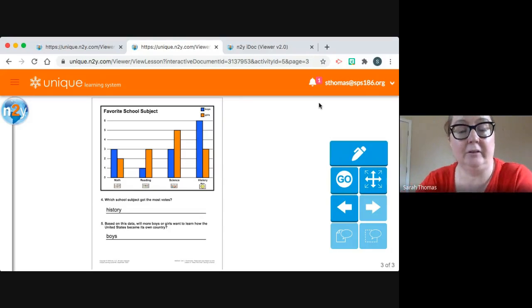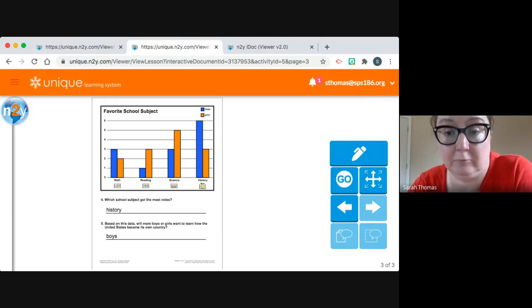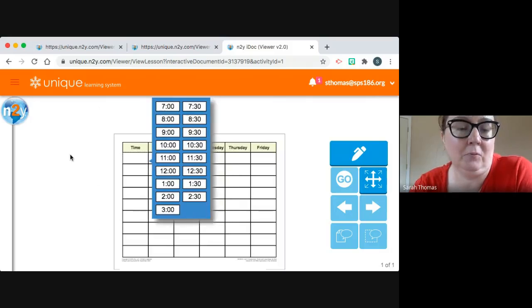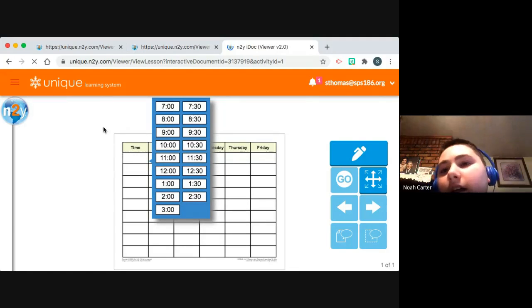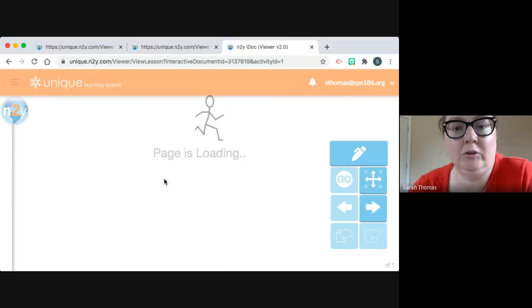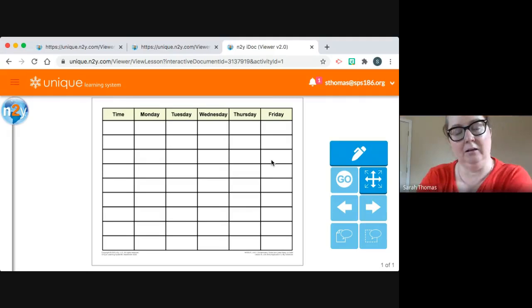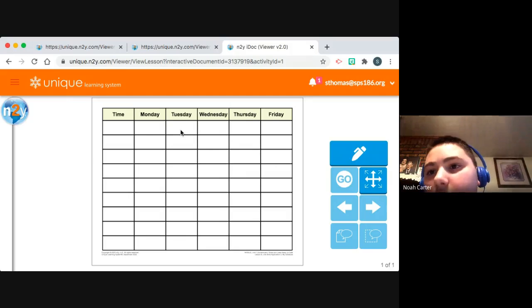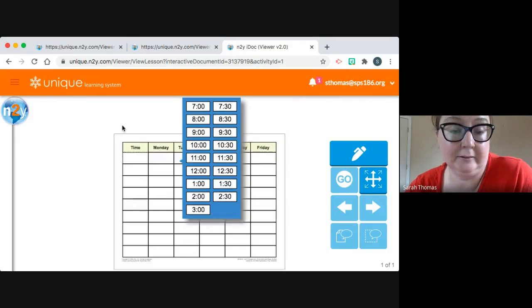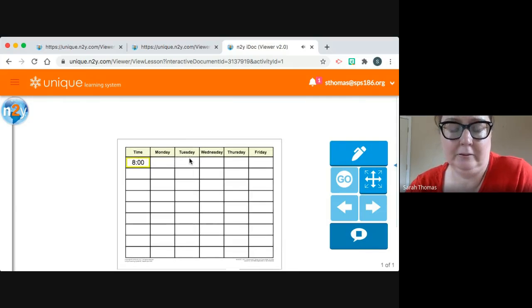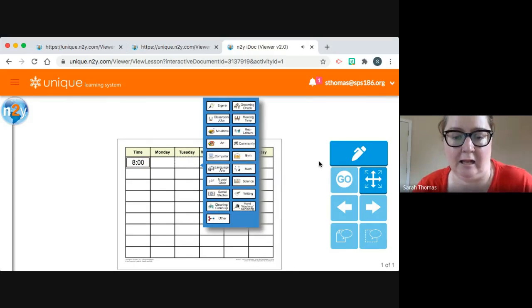All right, so that is our reading for the graph. We've got one more thing, and then we'll be all done, okay? Okay, so what we're going to do is we're going to make a chart, all right? So we're going to use our schedule here when we do our remote learning, what our schedule for Tuesday would be. Okay? So we start at Time. 8 o'clock, okay? So Noah, what do we do at 8 o'clock?